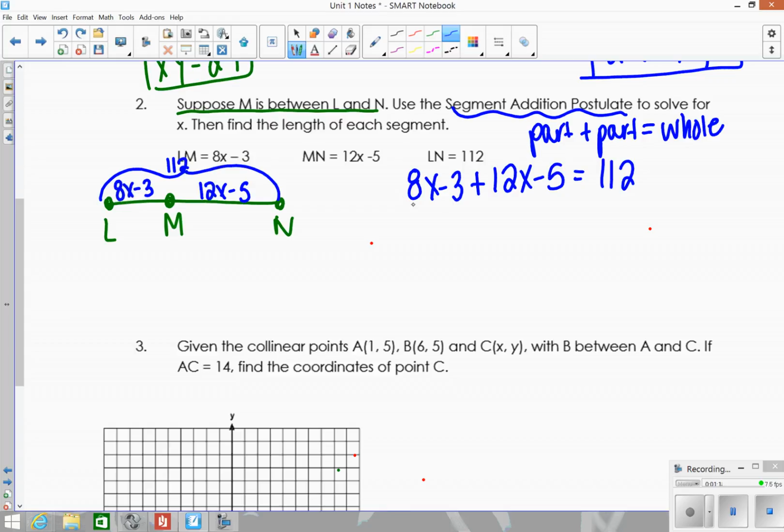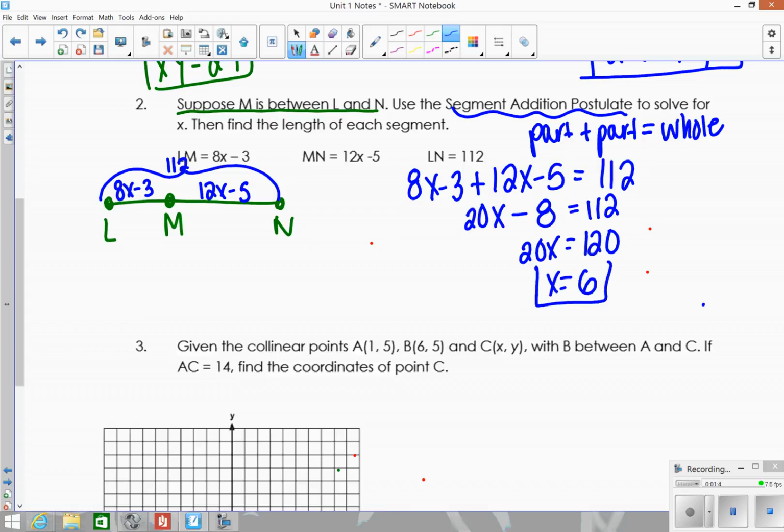So combine like terms. So 8x and 12x will be 20x. Negative 3 minus 5 will be minus 8 equals 112. Add the 8 to both sides. So you end up with 20x. When you add 8 to this, you get 120. Divide everything by 20, so you get x equals 6. So that's the first part. So solve for x. So there's one answer.